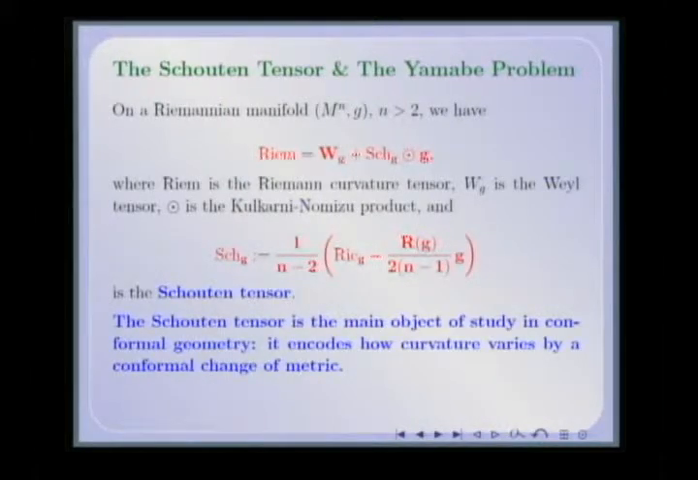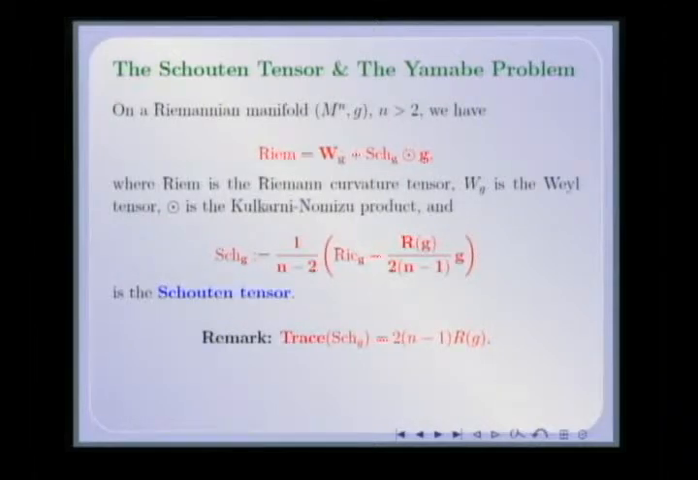But the good thing about the Schouten tensor is that it encodes how curvature varies by a conformal change of metric. That's the important thing. And if we have a locally conformally flat manifold, the Weyl tensor also vanishes. So all the geometry is encoded in the Schouten tensor. In particular, in our case, if we fix the underlying manifold to be the sphere, it's conformally flat. Therefore, all the information about a conformal change of the metric is going to be encoded in the Schouten tensor of the conformal metric.